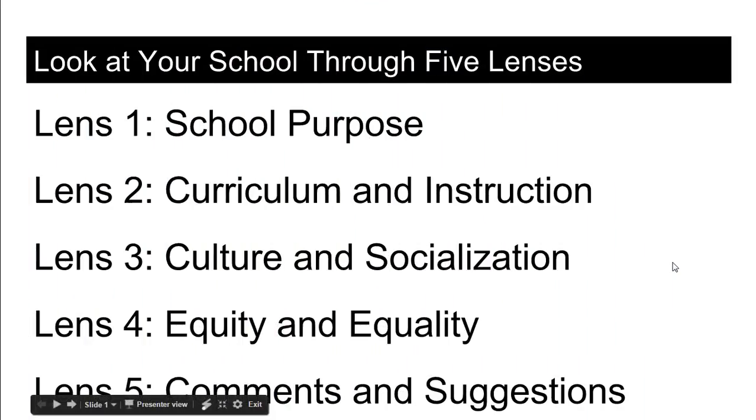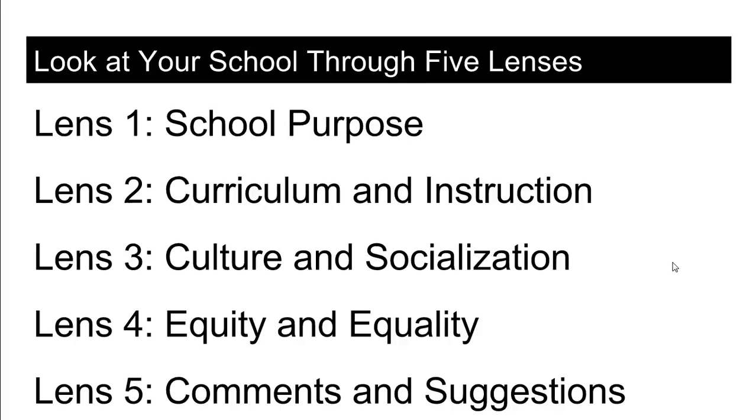So the first thing to think about is, the full project looks like this. There's 5 different lenses through which you'll be analyzing the schools that you choose for your school analysis project. The first is school purpose. That's the one we're going to talk about today. We're going to look at the mission statement of the school and any other documentation we can to see if we can discern a school purpose.